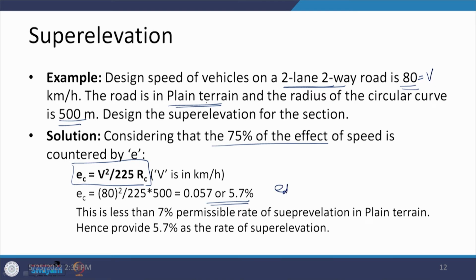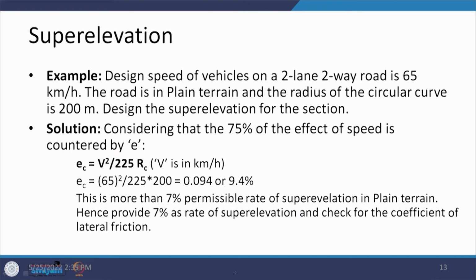Now, this is a plain terrain. So, for a plain terrain, the design value of E is 7%. So, this value is less than ED, and therefore, we are going to provide the rate of super elevation as 5.7%, and our system is going to work fine as such.